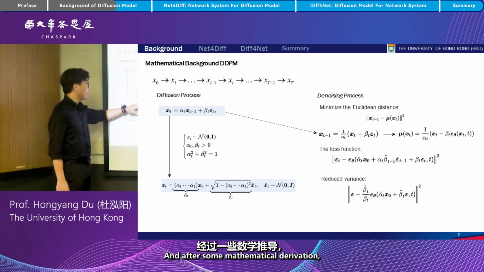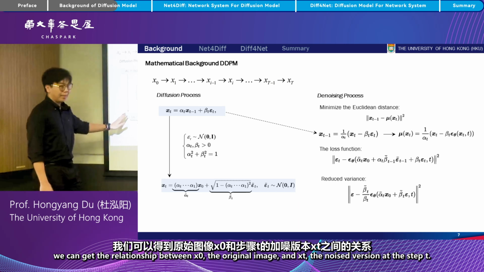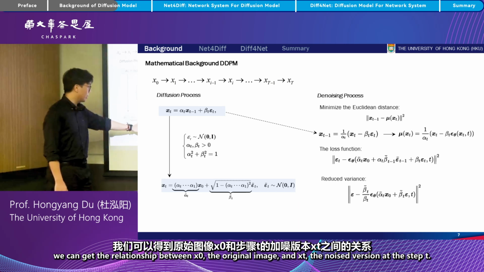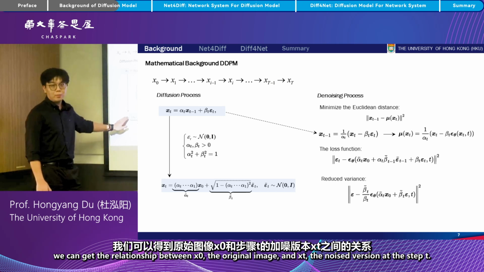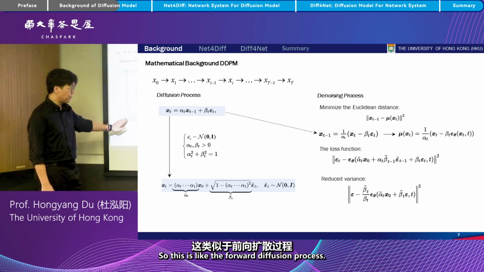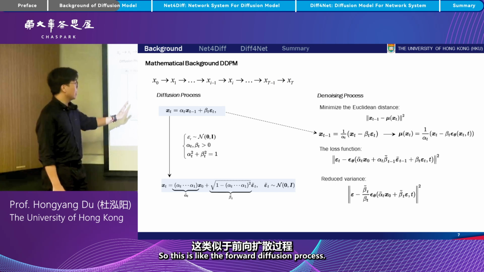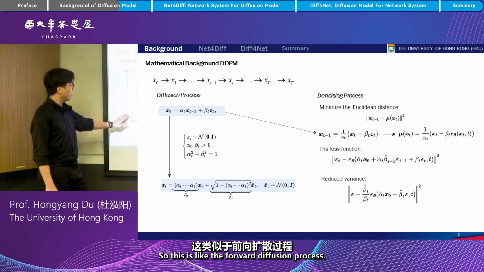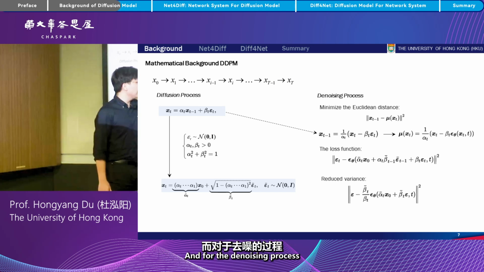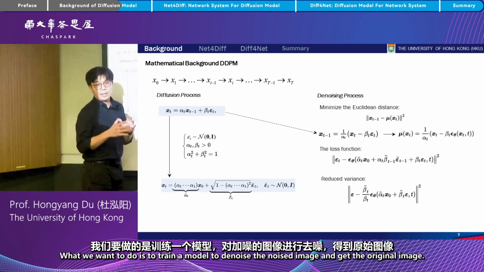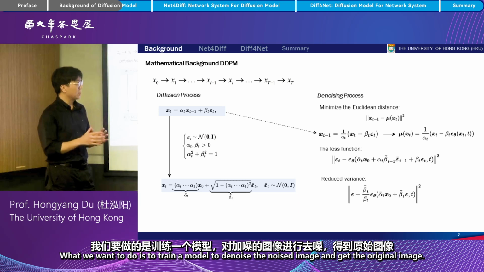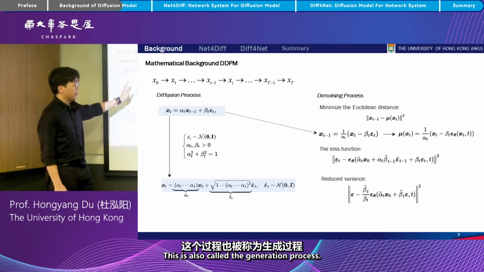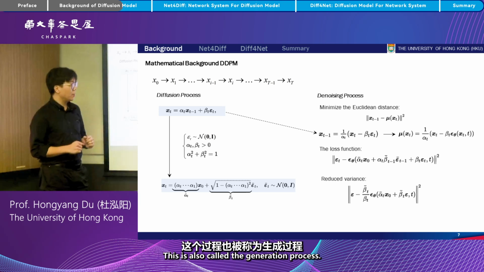And after some mathematical derivation, we can get the relationship between x0, the original image, and xt, the noised version at the step t. So this is like the forward diffusion process. And for the denoising process, what we want to do is to train a model to denoise the noised image and get the original image. This is also called the generation process.